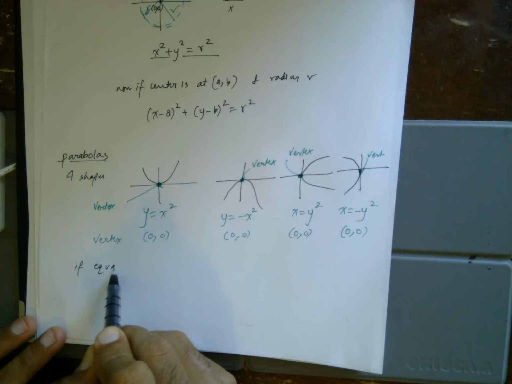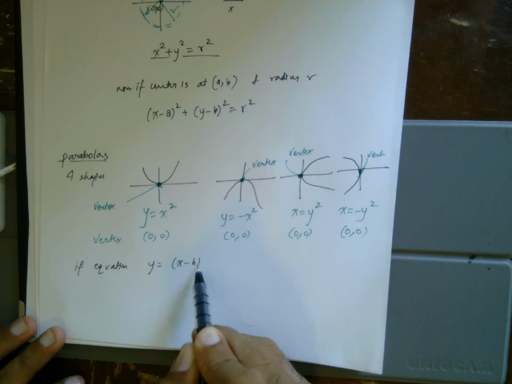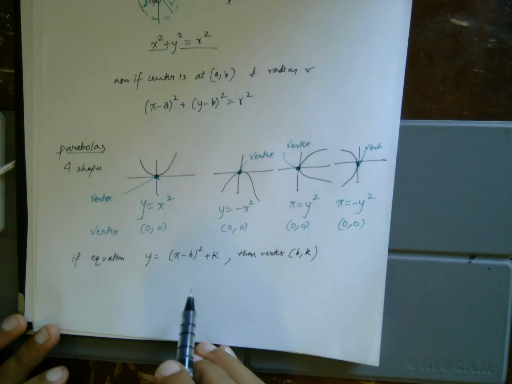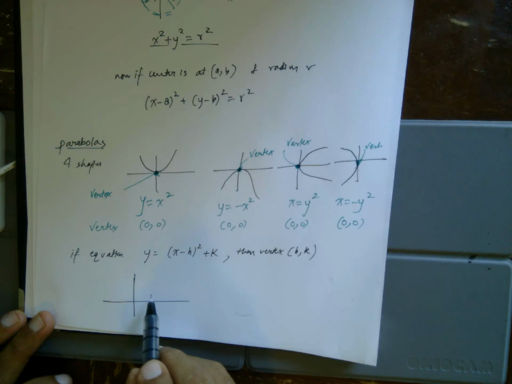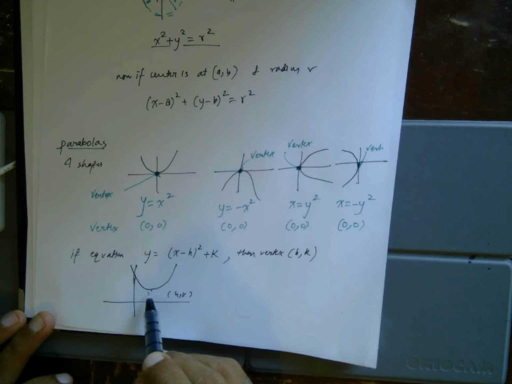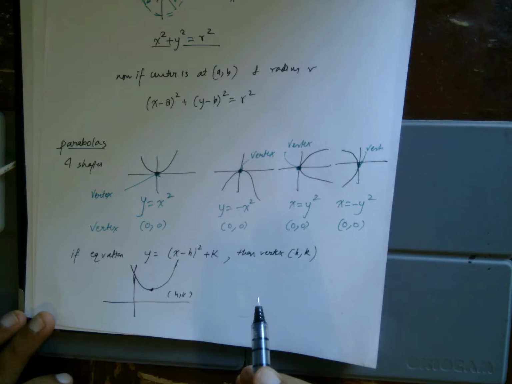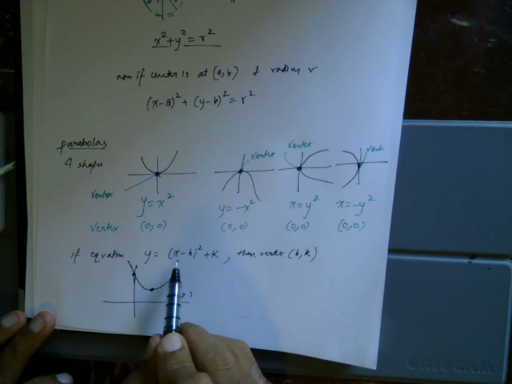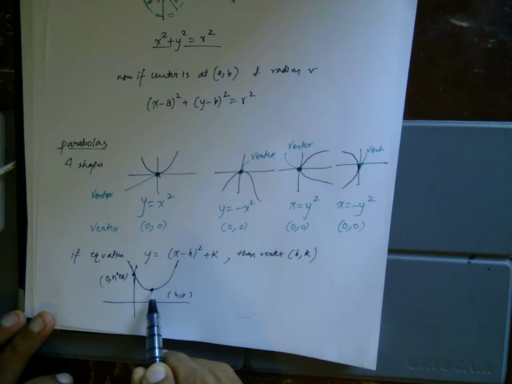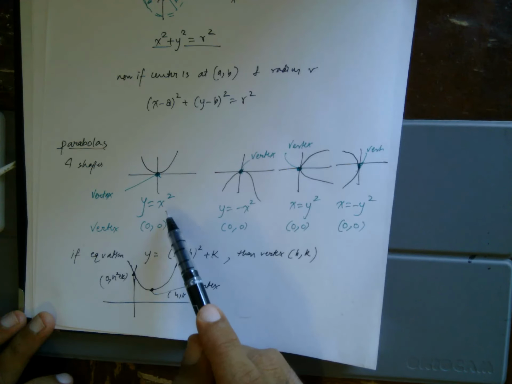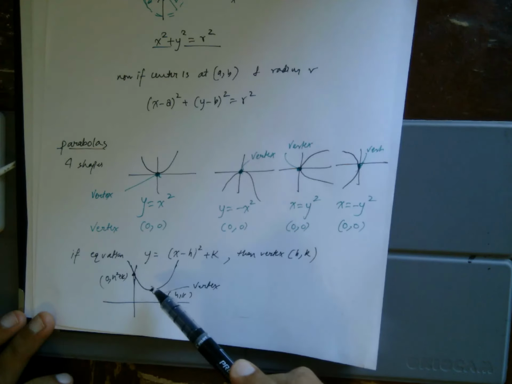Now, if the equation was, say, y equals x minus h squared plus k, then the vertex is at h comma k. So this parabola would look like this, with h, k right here, and when x is 0, y is h squared plus k, so the point 0 comma h squared plus k. But that is the vertex. What this tells me is that just as in the circle case, when the vertex is at 0, 0, the equations are simple, and when it's shifted, all I have to do is shift the vertex.